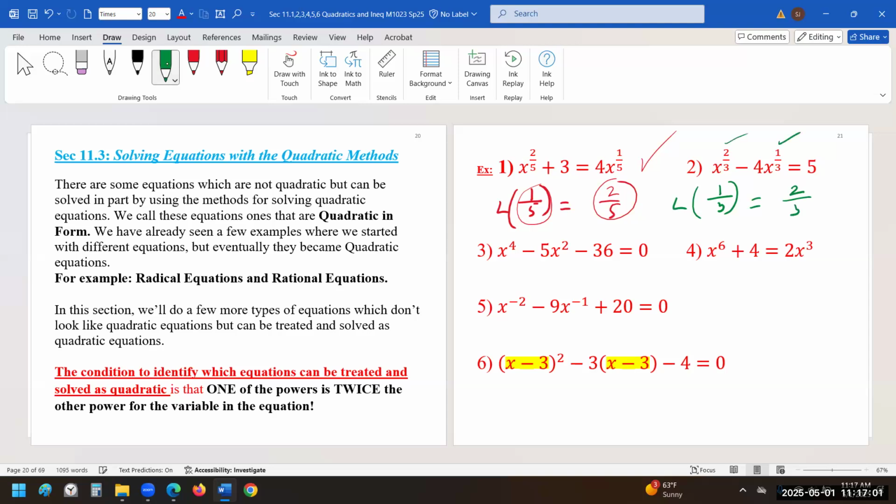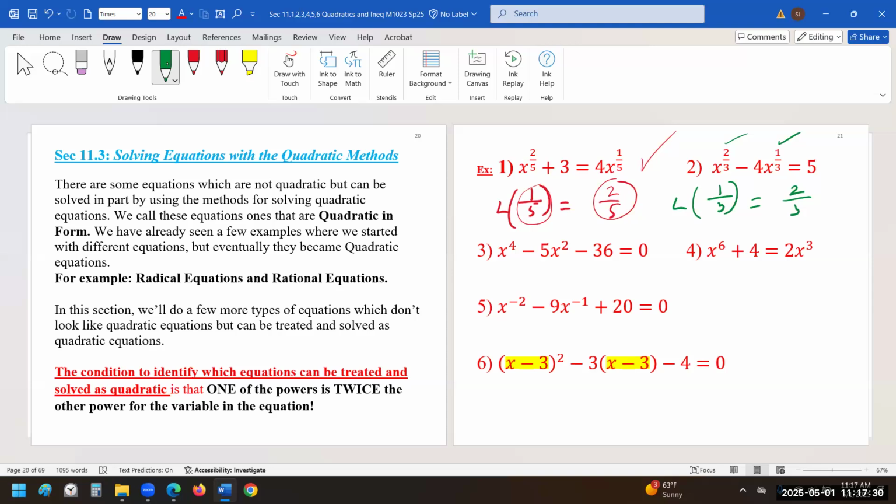2/3. So your condition is fulfilled. One power times 2 gives us the other power. Look at this one. One is 2 power, one is 4 power. If you multiply the smaller one by 2, 2 times 2, do you get the bigger one? So you can solve it using quadratic. Look at this one. One power is 3, the other power is 6. If you multiply the smaller one by 2, do you get the bigger one?